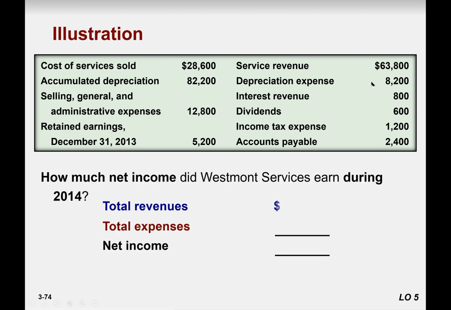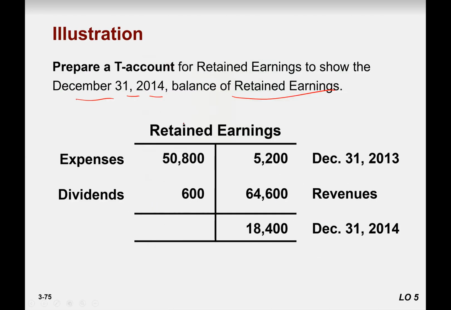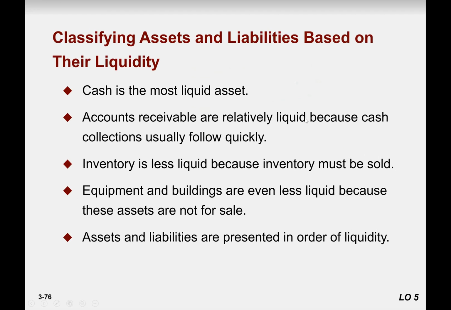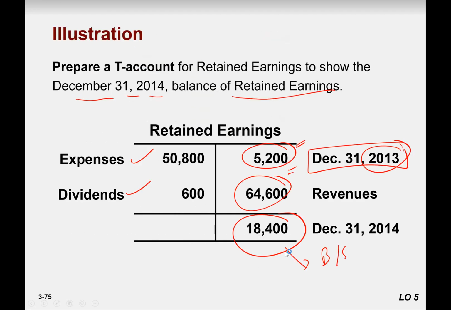So when you make the T account for retained earnings, it's like that. Retained earnings is debited against the expenses and dividends and credited against revenue. So we have this 5,200, which is the opening balance of retained earnings from 31st December 2013. And here we go, this is the balance, 18,400. This balance will go to the balance sheet.